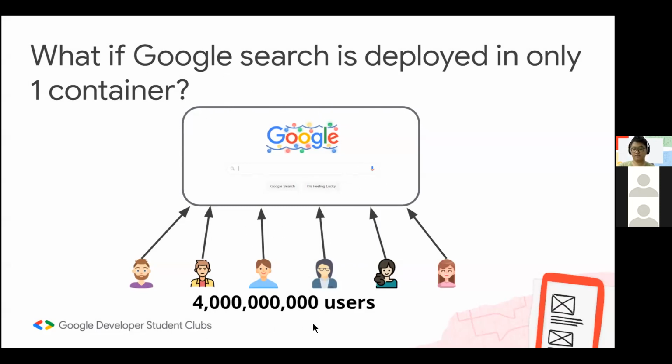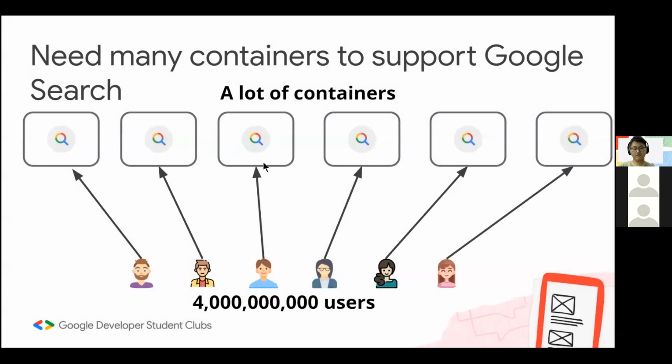And there are around 4 billion users worldwide. The chances are the application will crash, because there are a lot of users and one container is not enough to handle this amount of traffic. To solve this problem, we need a lot of containers to support all these Google Search functions. It can be thousands or even 100,000 containers, because Google Search is used by a lot of people.